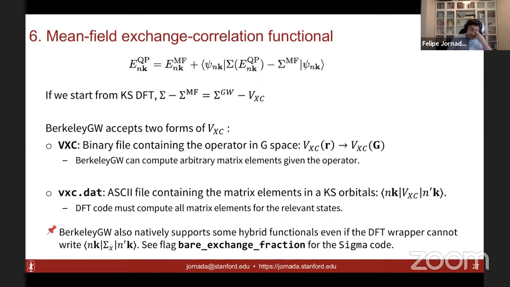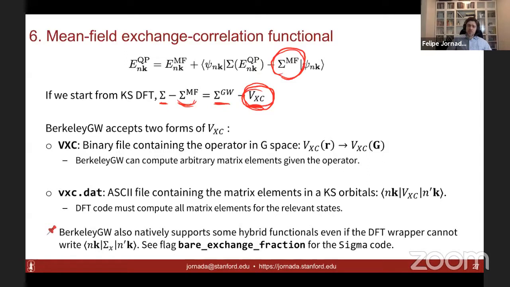The other issue that I didn't mention is how do we subtract the mean field self-energy? It turns out that the right self-energy that we have to include is basically the GW and the Hartree potential, the Hartree self-energy. The mean field approximation, say with DFT, also has the Hartree potential, but it also has another one, which is the VXC. So the subtraction of the full self-energy with the mean field approximation is the GW self-energy minus the exchange-correlation potential that is used by your DFT code. So the code BerkeleyGW needs to read in all those matrix elements of VXC.